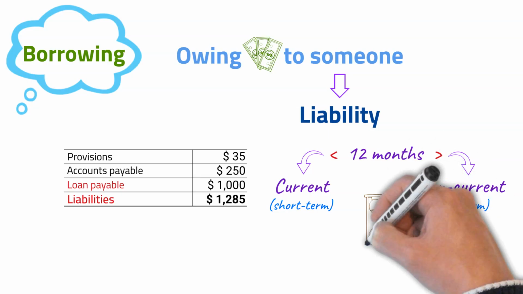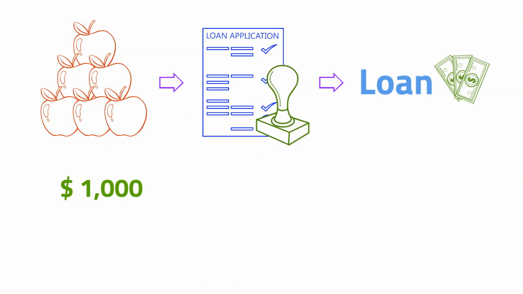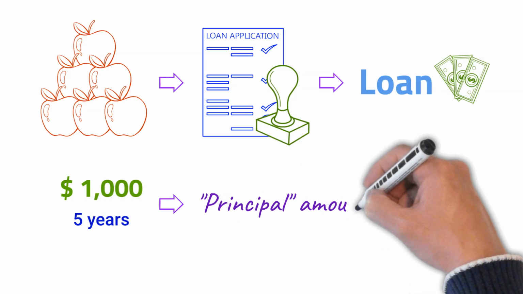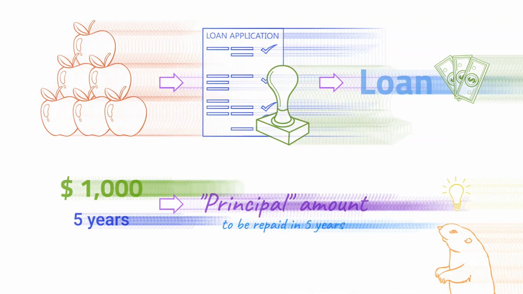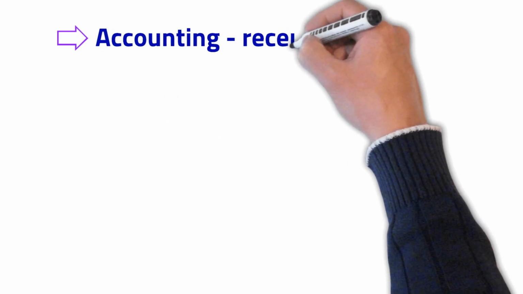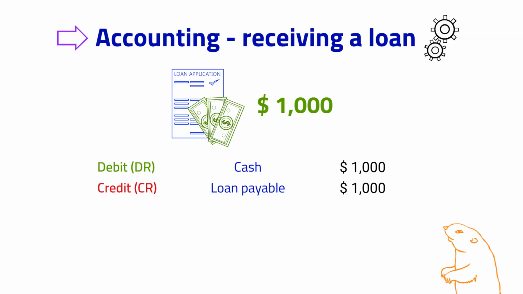Let's imagine we want to increase our inventory of apples in our apple shop, but we don't have enough money. We talk to our bank and they approve us a loan, $1,000 for 5 years, with the repayment in the end of the term. This amount is called a principal amount, the total nominal amount of the loan we need to repay. When we receive a loan, a very simple double journal entry for it will be: debit, cash 1,000, which has been wired by the bank into our current account. Credit, loan payable 1,000, recorded in the liabilities.